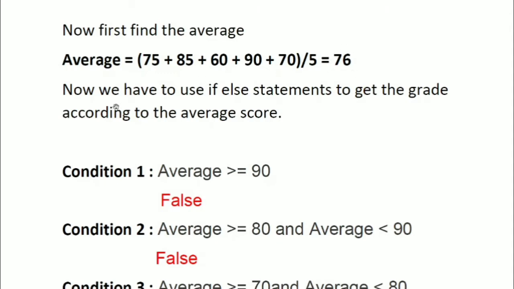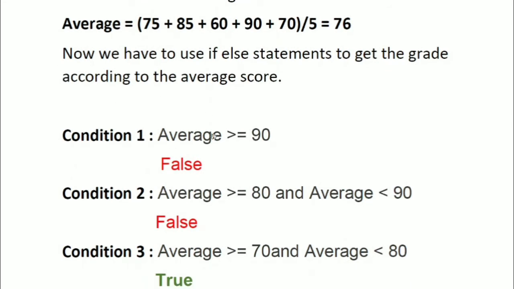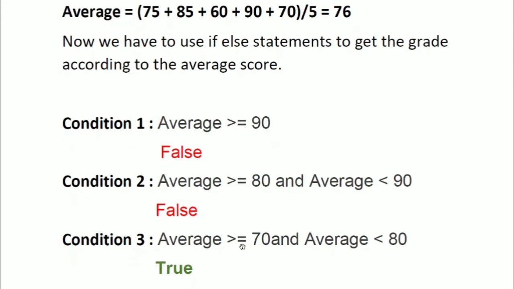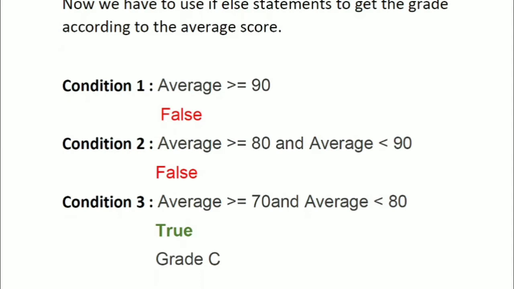So now since we have got the average, we have to use if else statements to get the grade according to the average score. So the first condition was if the average is greater than or equal to 90. Here the average is 76, so this condition is false. Okay, now the second condition will be executed. It will check if the average is greater than or equal to 80 and the average is less than 90. No, the second condition is also false because the average is 76. Now the third condition is whether the average is greater than or equal to 70. Yes, and also the average is less than 80. So the third condition is true. Therefore we can conclude that the grade is C.